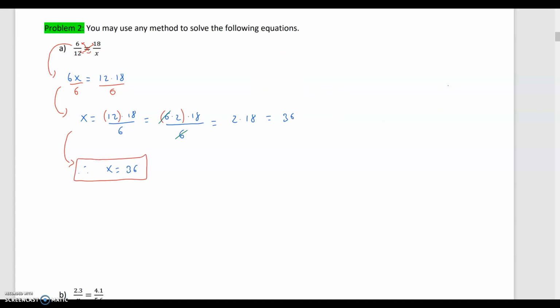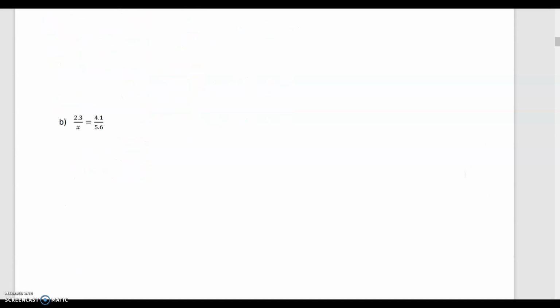That's actually it for this problem. Let me double check the cancellation. But we are good on all the steps. Let's take a look at problem B. Now, B looks a little bit more messy because of the decimals. And let's also use cross multiplication.